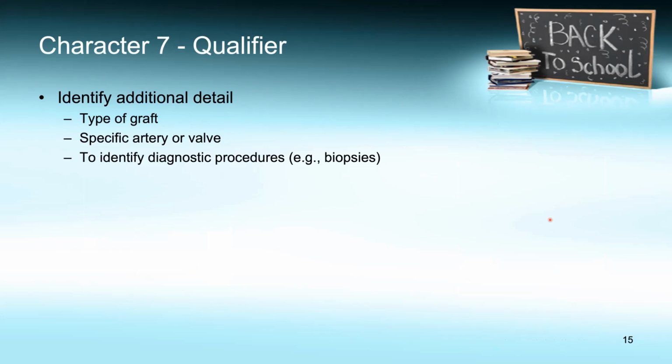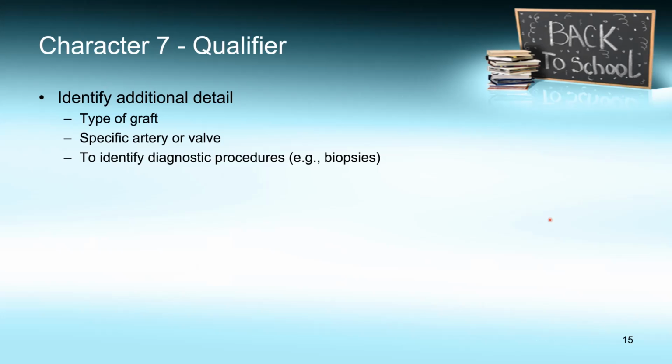And finally, we have our seventh character, which is a qualifier. A qualifier is just something that would provide additional information about the procedure. For example, it might indicate the destination of a bypass procedure. It might indicate whether a joint replacement device was cemented or uncemented. When we're talking about some procedures like drainage or excision or extraction, you might have the qualifier of diagnostic to indicate that that procedure was a biopsy.